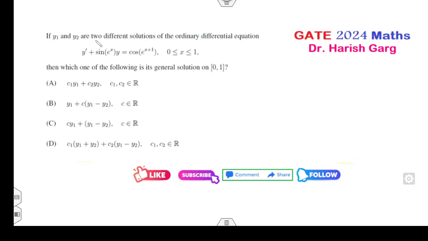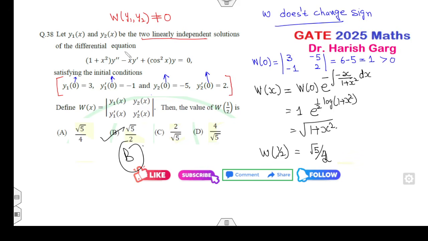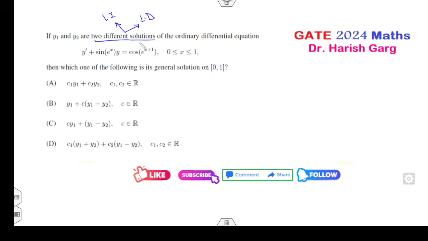y1 and y2 are two solutions, it is stated. That means they may be linearly independent or linearly dependent. If you look carefully at this statement, did they ask what the answer for y1 will be, and what y2 will be? No, they did not ask that. So we are not finding it. y1 and y2 are the two solutions. Which of the following is the general solution? How can you write the general solution?